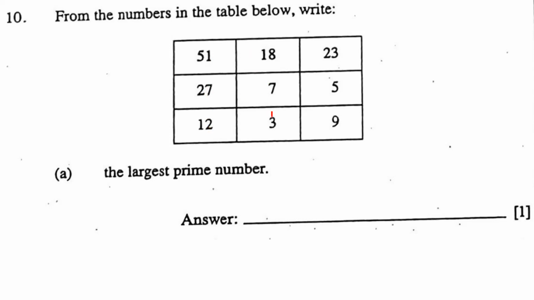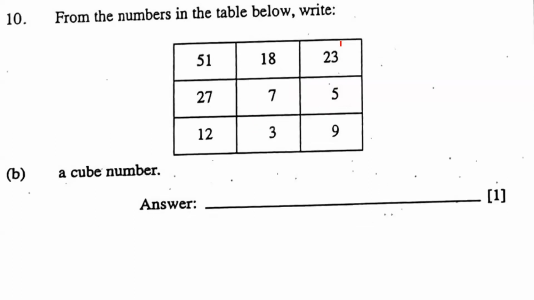7 is a prime number. 3 is a prime number. 9 is not prime. 5 is prime. And 23 is prime. So the largest of the primes, because 7 is prime, 3 is a prime number, and 23 is a prime number. Those, and 5 is a prime number as well. Those are the only prime numbers here. And so the largest of those primes is going to be 23. Okay, let's move on to the next question.